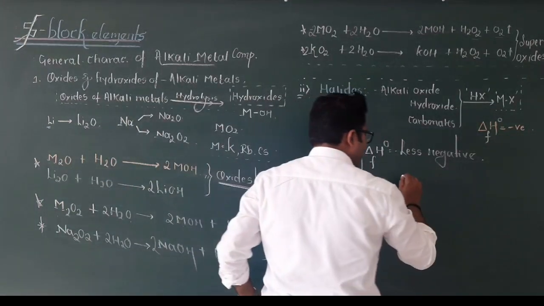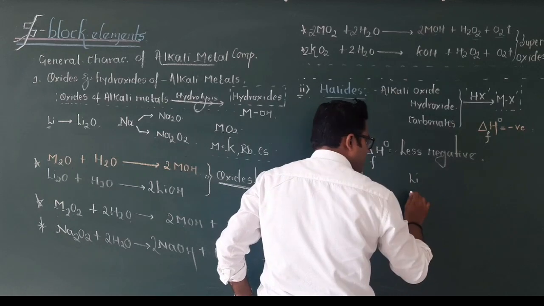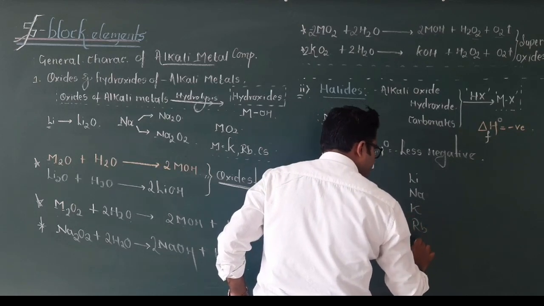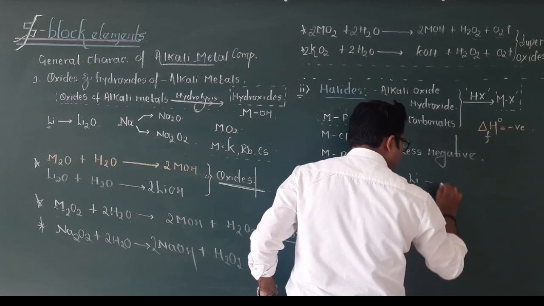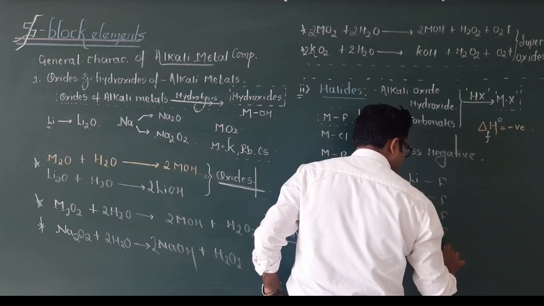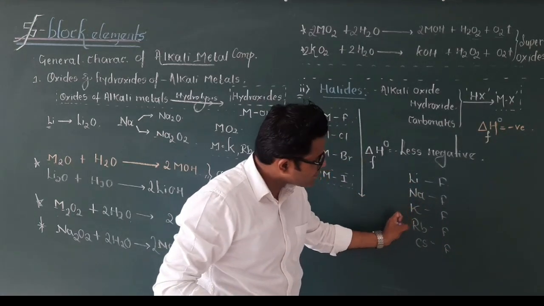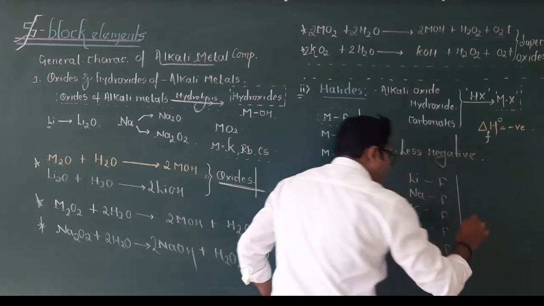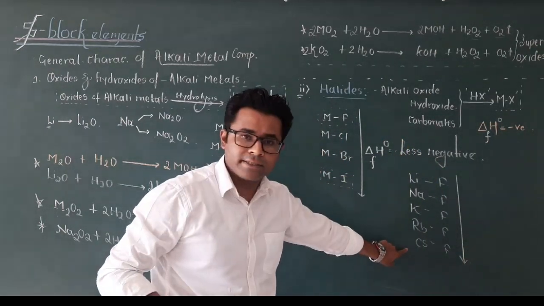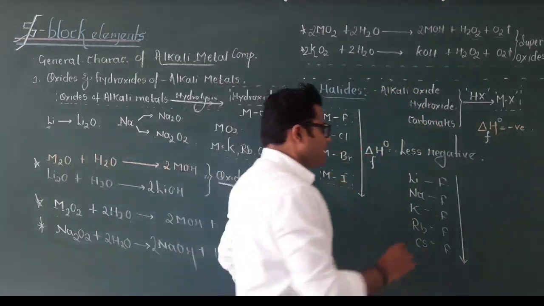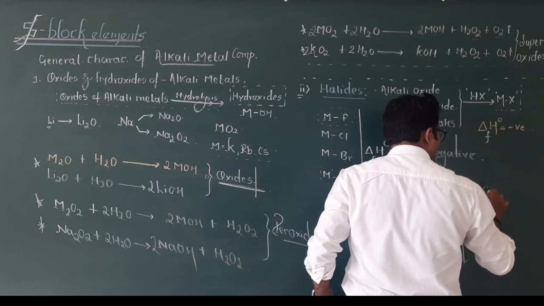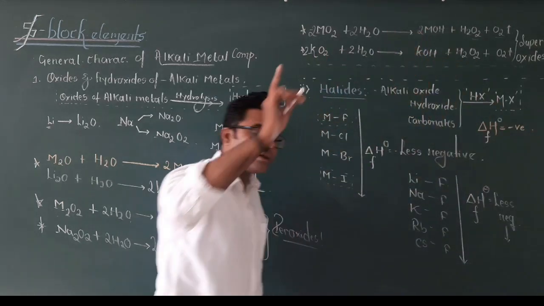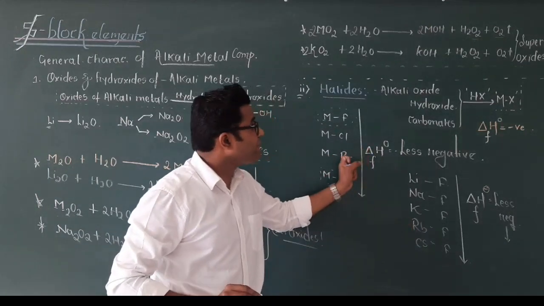In case I take lithium, followed by sodium, potassium, rubidium, cesium, and let's say these are connected to fluorine: lithium fluoride, sodium fluoride, potassium fluoride, rubidium fluoride and cesium fluoride. Again, when this is formed, as we travel down the group with respect to the alkali metals, the same thing repeats. The energy liberated, delta HF naught, is going to be less negative as we travel down the group. This is how it affects.